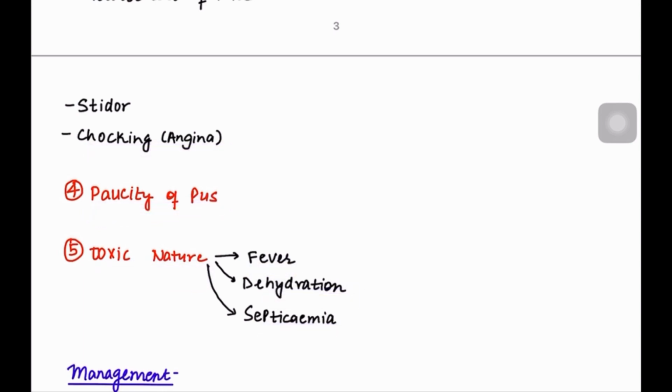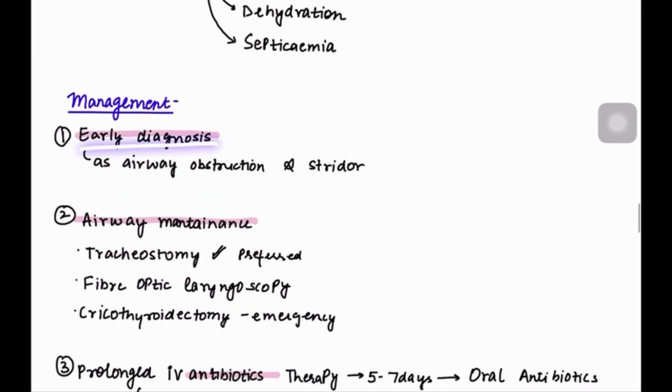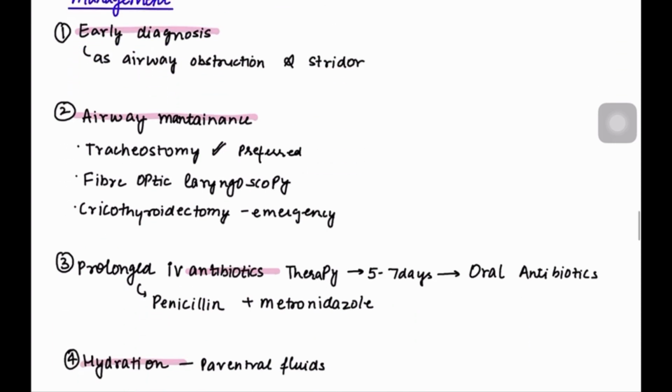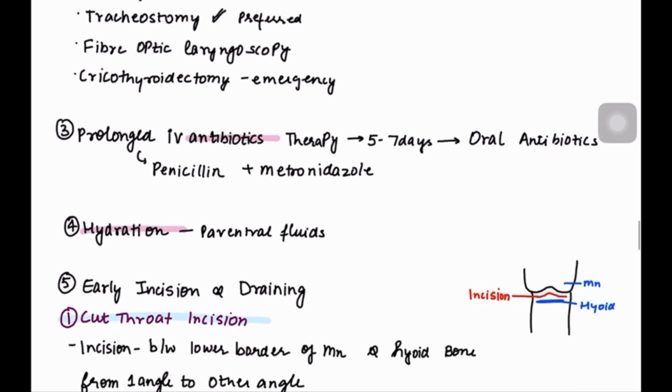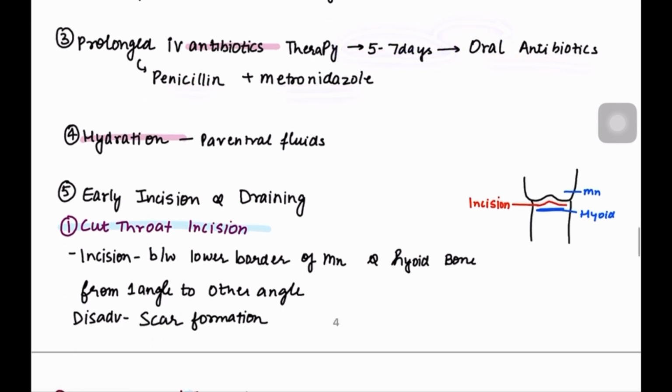Now how will we manage it? First, we have to do early diagnosis, as we can see that there is airway obstruction and stridor. So early diagnosis is very important. Then we have to do airway maintenance. Tracheostomy is mostly preferred, but fiber optic intubation and cricothyroidotomy can also be done. Then prolonged IV antibiotics have to be given, penicillin and metronidazole for 5 to 7 days, and then we can shift to oral antibiotics. Hydration, parenteral fluids, especially Ringer's lactate.